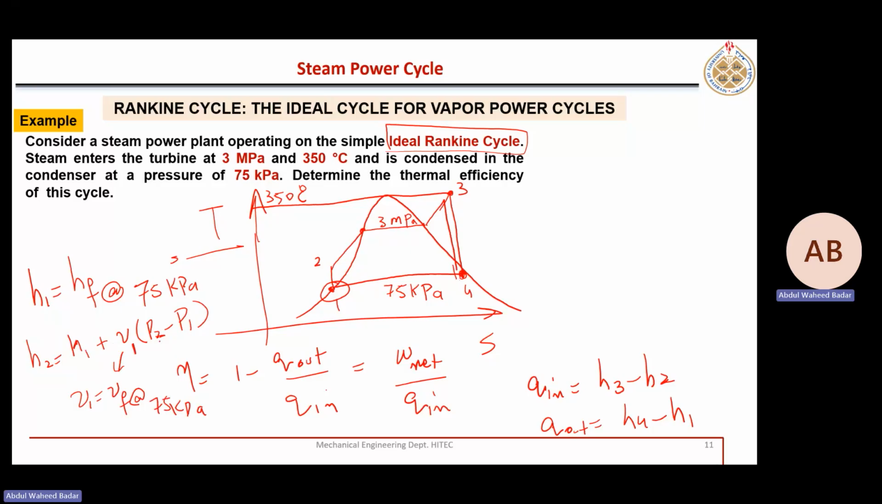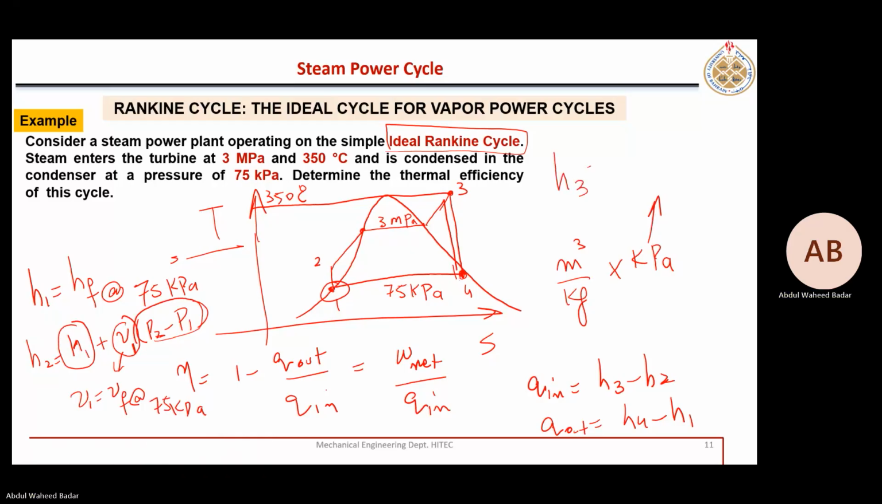So kilopascal multiplied by meter cubed per kilogram, that will be the units of volume multiplied by kilopascal. It should be kilojoules per kilogram. So check it. Thermo one: kilonewton per meter square. I will not tell. Okay.